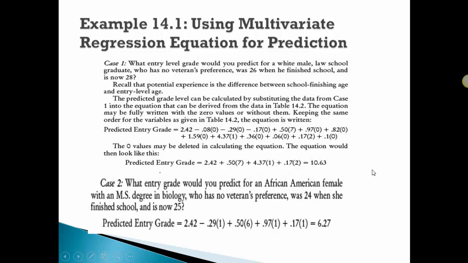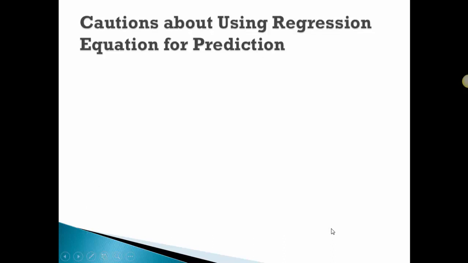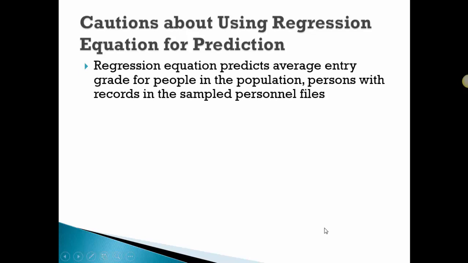What grade level would you predict for an African American female with a master's degree in biology, no veterans preference, 24 when she finished school, and now she's 25? So again, she's got one potential experience year. And then again, if we substitute into that formula that we had from the multiple regression, we get 6.27 as her predicted grade level.